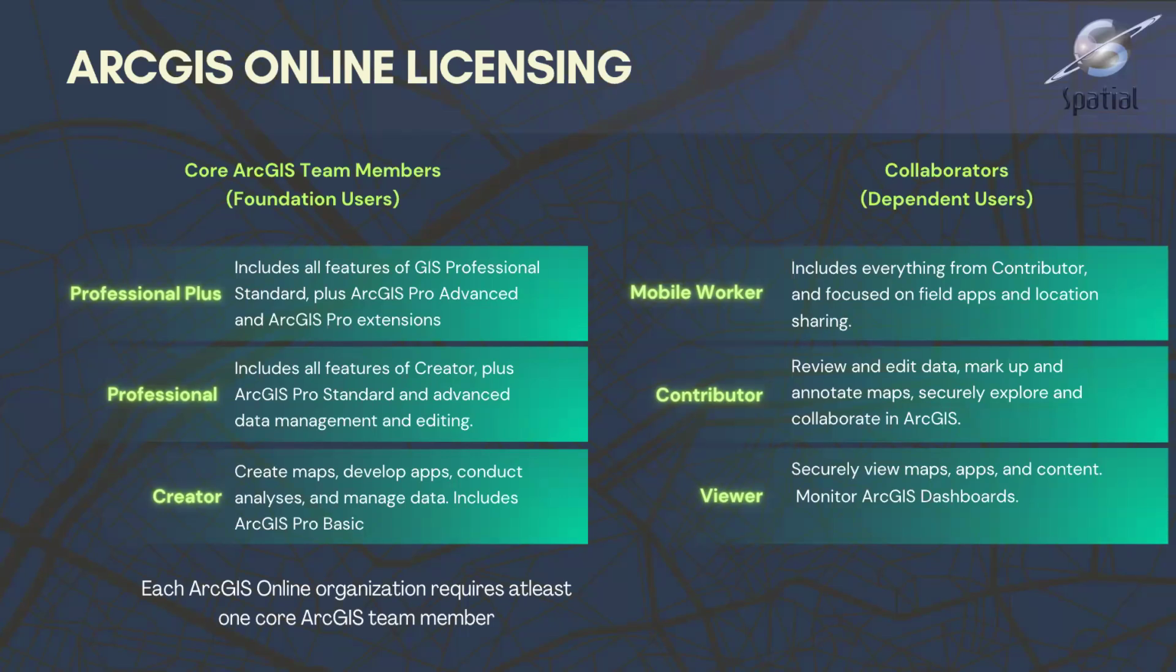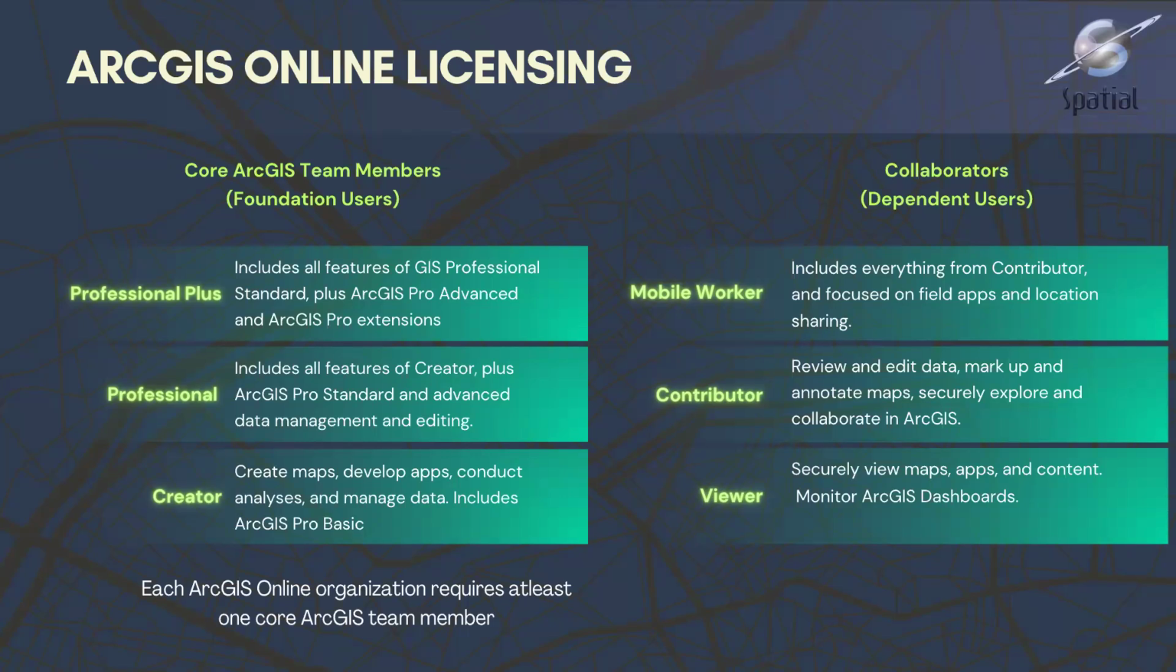So let us start with your mobile worker. Your mobile worker is designed for field-based users, and this license provides access to mobile GIS apps like your ArcGIS Field Maps, Survey123, and it allows workers to collect and update data on the go. It's best used for surveyors, field technicians, utility inspectors, and anybody who needs to record field data in real time. So if you have a mobile workforce going out, the mobile worker license would be for them.